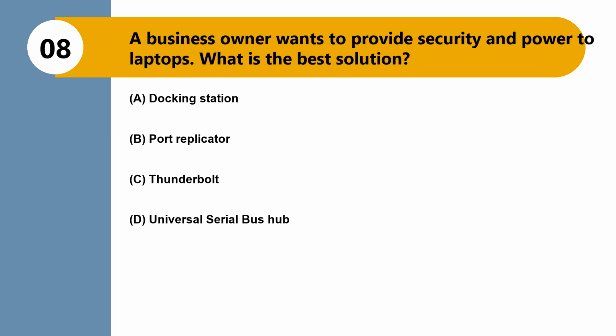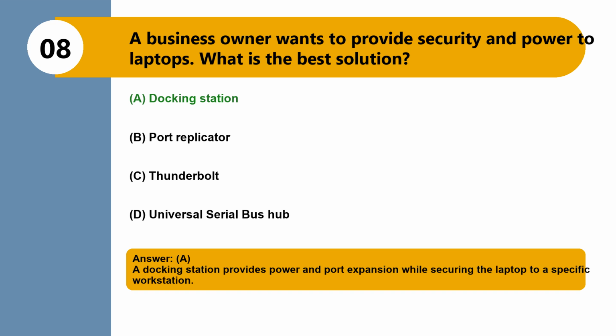Question 8. A business owner wants to provide security and power to laptops. What is the best solution? Option A. Docking station. Option B. Port replicator. Option C. Thunderbolt. Option D. Universal serial bus hub. The correct answer is option A. Docking station. A docking station provides power and port expansion while securing the laptop to a specific workstation.